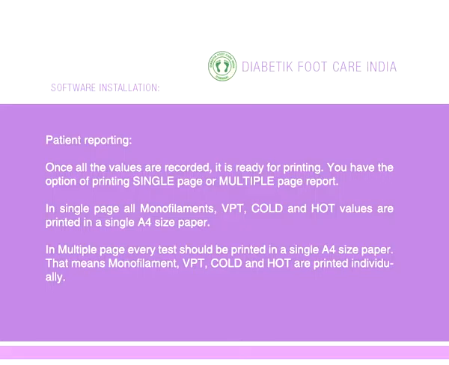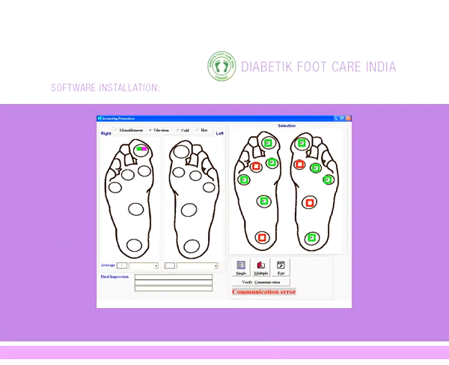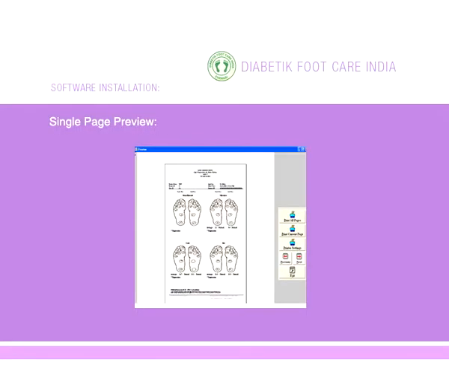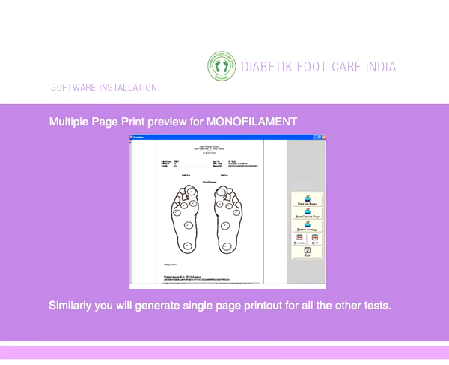In single page, all monofilament, VPT, cold and hot values are printed on a single A4 size paper. In multiple page, every test is printed on a separate A4 size paper. That means monofilament, VPT, cold and hot are printed individually. Single page preview. Multiple page print preview for monofilament. Similarly, you will generate single page printouts for all the other tests.